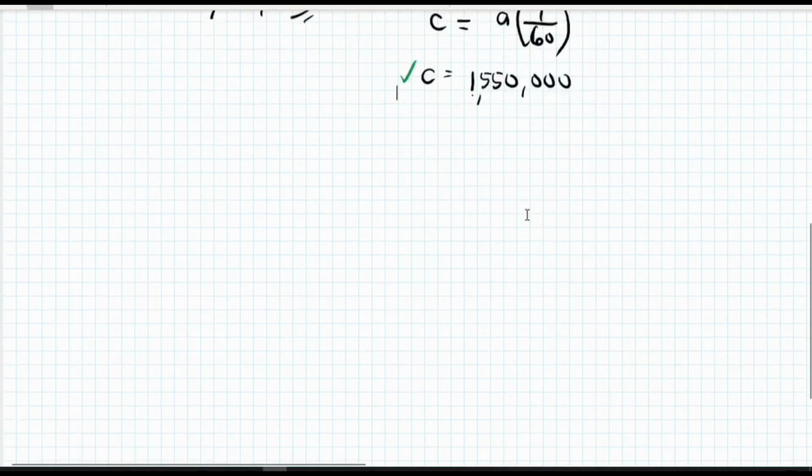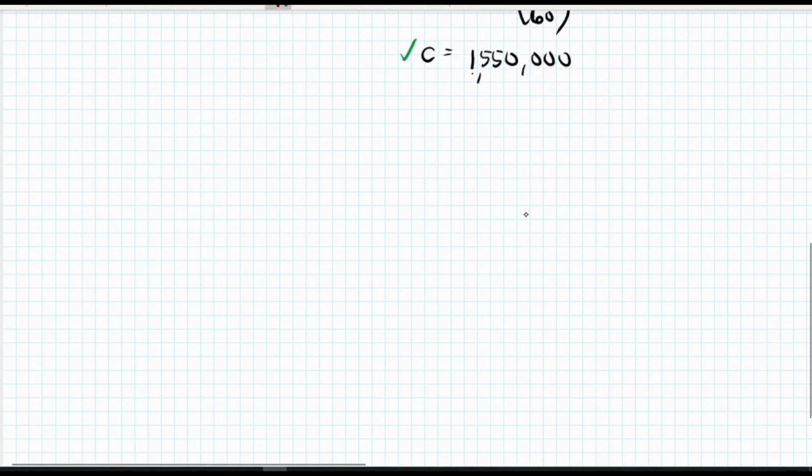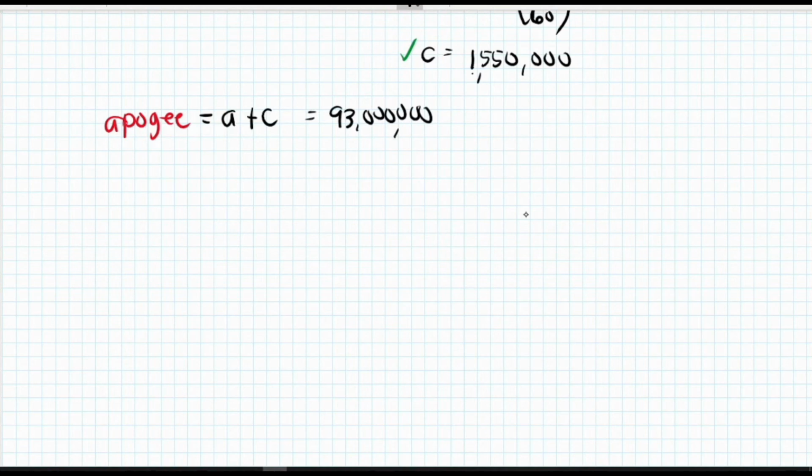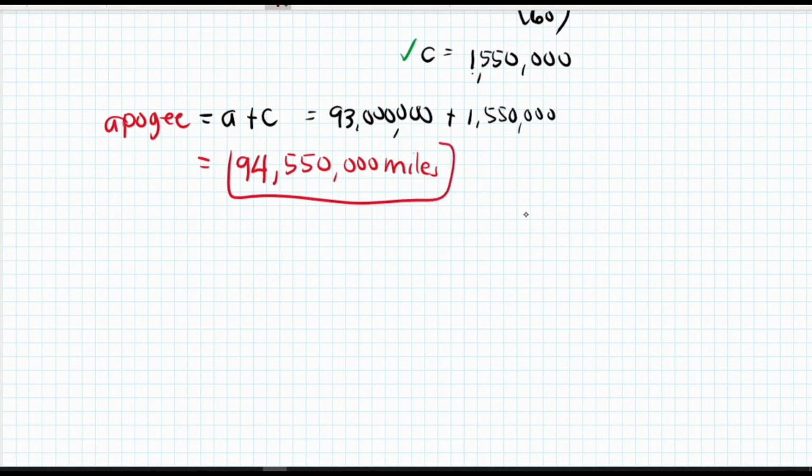So, since may A ka na, may C ka na, you just need to add them up at makukuha mo na po si apogee. Yan. Apogee is equal to A plus C. Your A is 93 million. And your C is 1,550,000. Pag pinag-add mo yan, tapos na, that will be equal to 94,550,000 miles. And this is letter D.